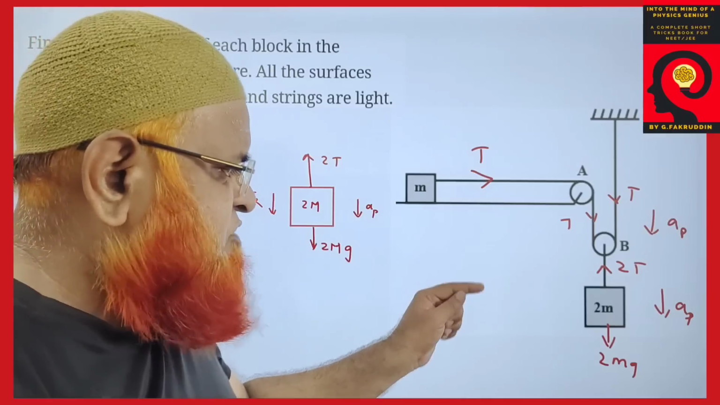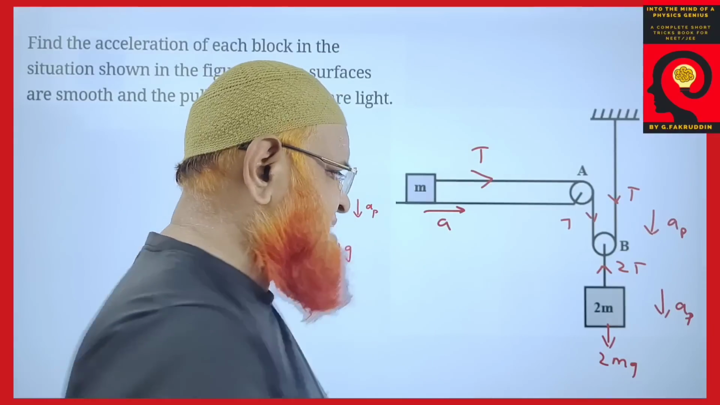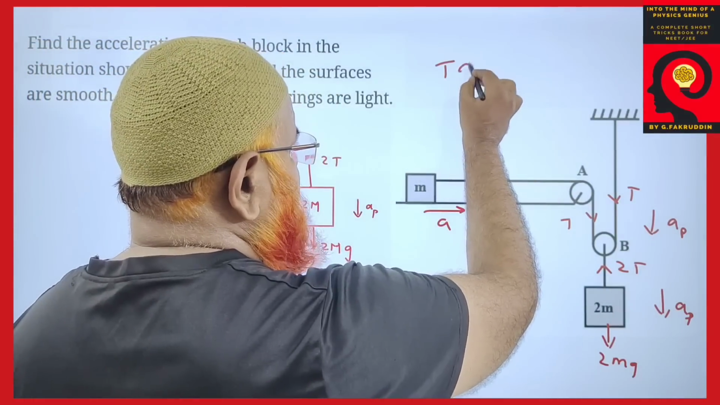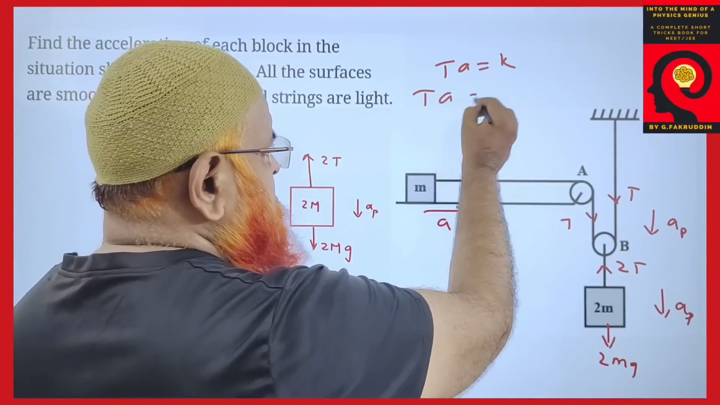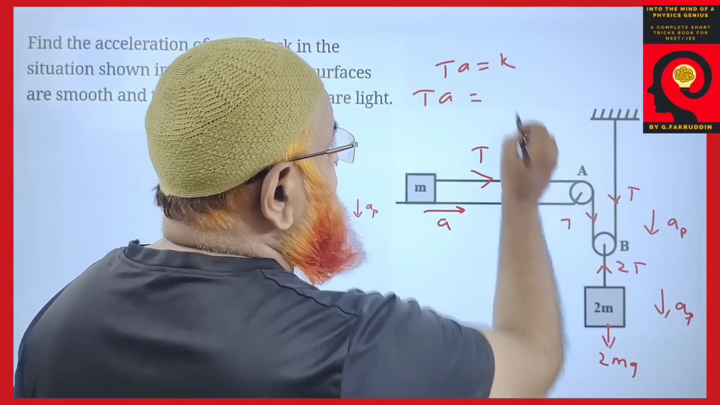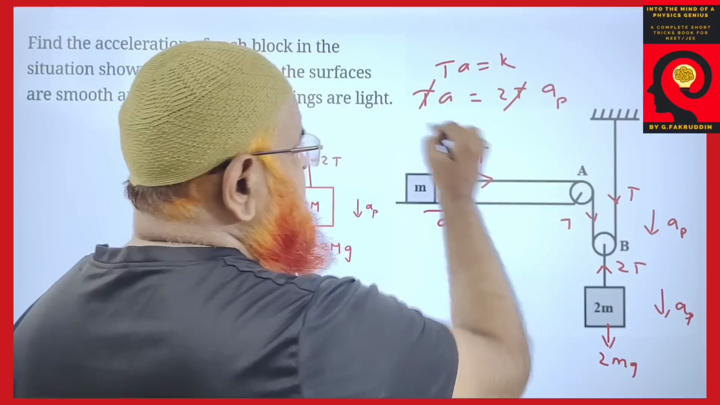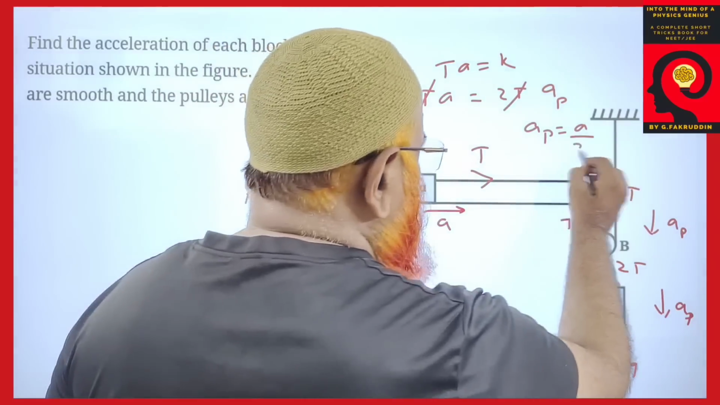So now, first of all, what is the relation between the acceleration of this block and the acceleration of this pulley? For that, you can use this concept: tension into acceleration is going to be constant. Therefore, tension of a block and acceleration of a block is equal to tension on the pulley, which is 2T, and acceleration of the pulley is taken as a_p. T and T get cancelled. Acceleration of a pulley is nothing but acceleration of a block by 2.